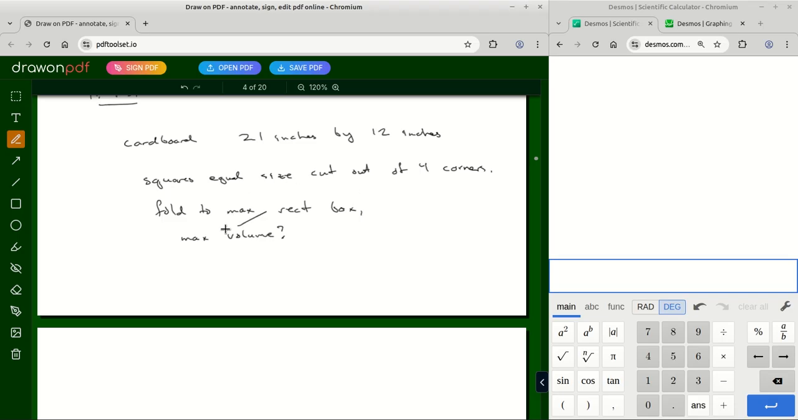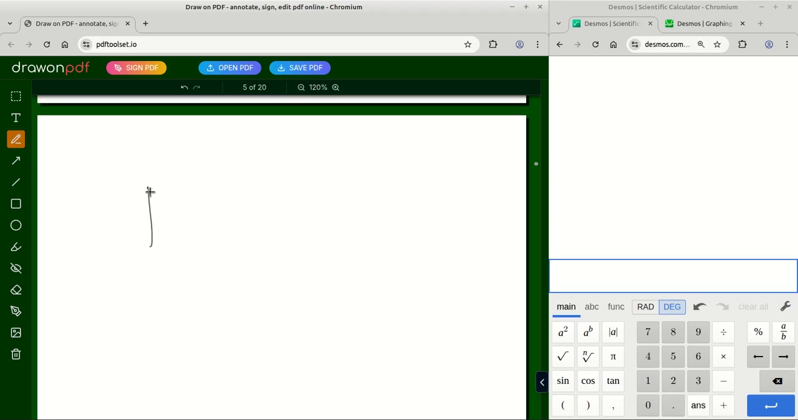So here we go. What's going on? We have a piece of cardboard that is 12 here and 21 right there, okay? We're going to cut out a square from the 4 corners. So like these are going to be gone. I'm just going to scribble on them if that's okay. They're going to be gone. And then we're going to fold this thing along these edges here.